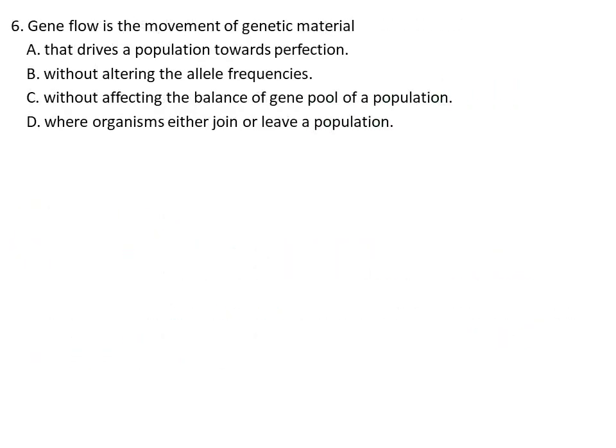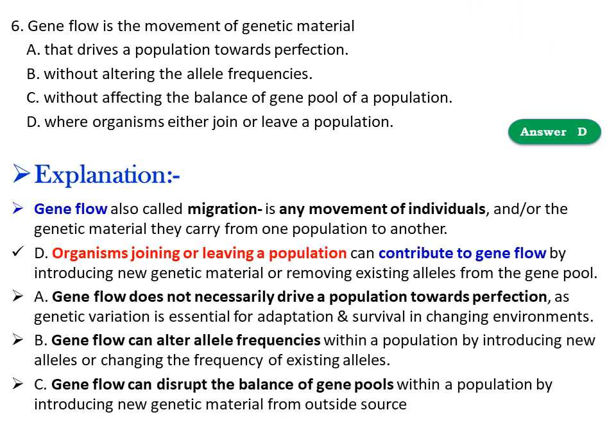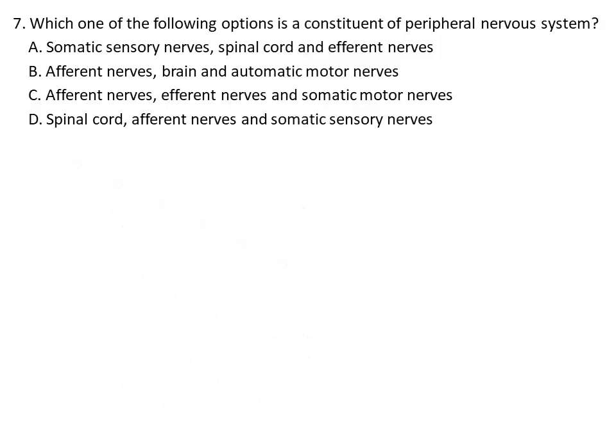Question number six. Gene flow is the movement of genetic material. The answer should be D, where organisms either join or leave a population. Gene flow, also called migration, is any movement of individuals or the genetic materials they carry from one population to another. That is, when organisms join or leave a population, it contributes to gene flow. The answer should be D.